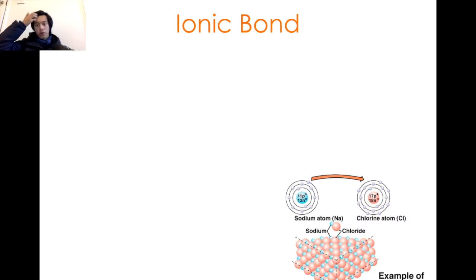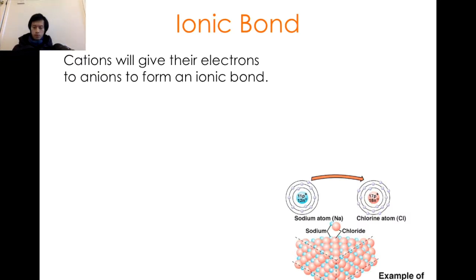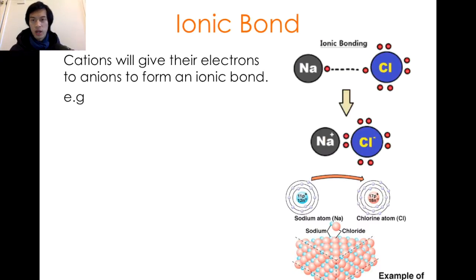So let's put 2 and 2 together. Now, cations tend to give their electrons to anions to form that ionic bond. It's an ionic bond because you must have one that is giving and one that is taking, and they join together. So for example, let's put our 2 together. Your sodium atom there overall gives away 1 electron. Your chlorine atom here will take 1 electron. When that happens, sodium becomes a cation, positive, giving its electron to chlorine, and chlorine becomes an anion, negative.